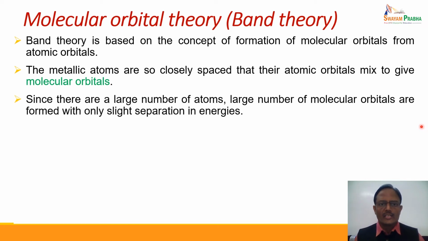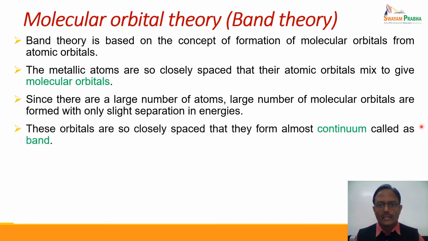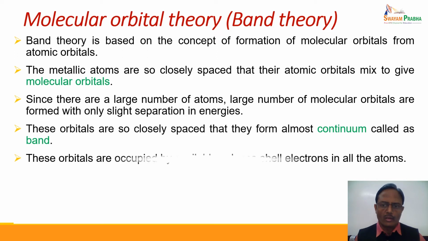The metallic atoms are so closely spaced that their atomic orbitals mix to form molecular orbitals. And since there are a large number of atoms, a large number of molecular orbitals are formed with only slight separation of energies. And since the energy separation is very small, it leads to formation of an almost continuum of energy, a continuous energy situation called a band. So a band is a continuous energy pattern obtained by mixing of various atomic orbitals to form molecular orbitals.